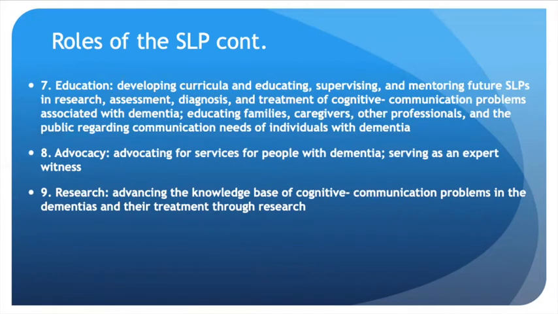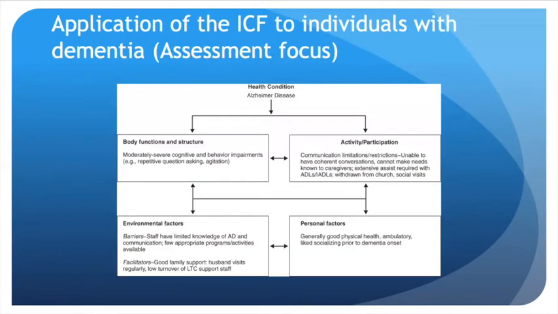We educate the patients, the families, and the caregivers throughout the course of assessment, diagnosis, and treatment. And we also educate other professionals and the public regarding the communication needs of individuals with dementia. We advocate for our patients. We advocate for services for people with dementia. Sometimes we have to fight with insurance companies to make sure we get coverage. And we perform research, so advancing the knowledge base of these cognitive communication problems and dementias and their treatment through research. So this is the application of the ICF model to individuals with dementia.